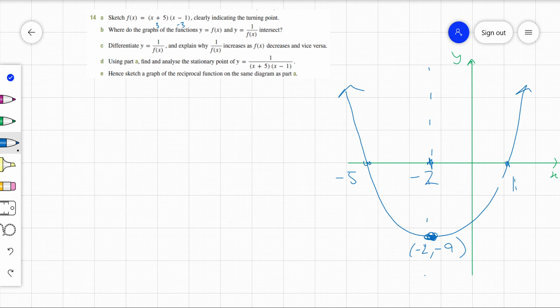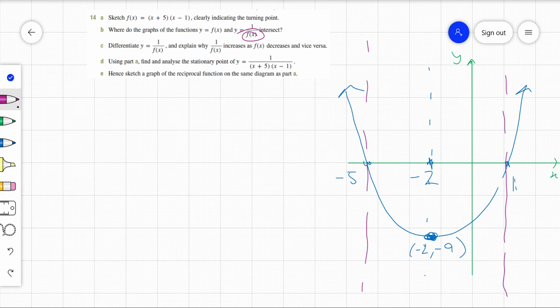All right, so we also have to draw the reciprocal. And we know for the reciprocal that wherever my f of x is 0, I can't have 0 on the bottom. So you can see here that these are going to become asymptotes. So asymptotes at 1 and minus 5.